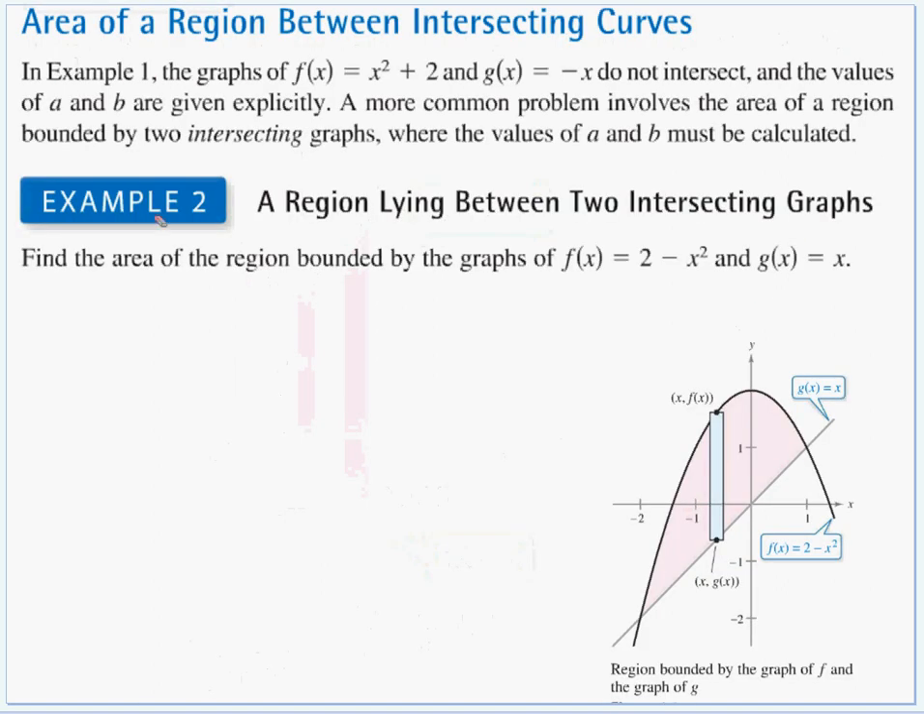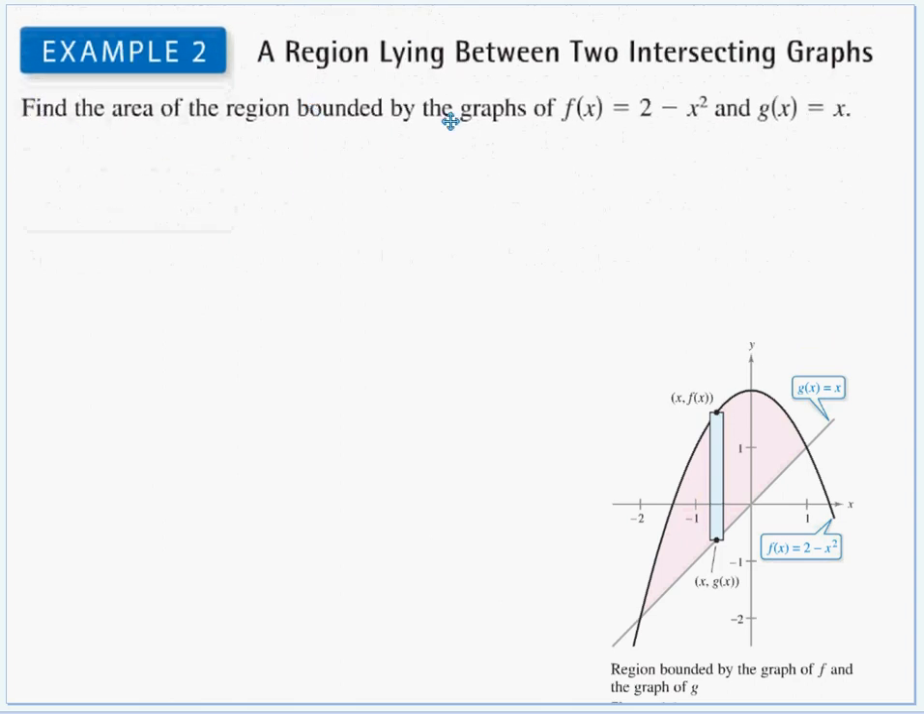All right, let's see here. Example 2. Area of a region between intersecting curves. In example 1, those graphs do not intersect. The values of a and b are given explicitly. They're just handed right to you. A more common problem involves the area of a region bounded by 2 intersecting graphs, where a and b must be calculated.